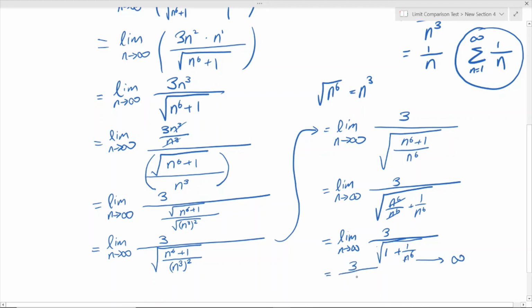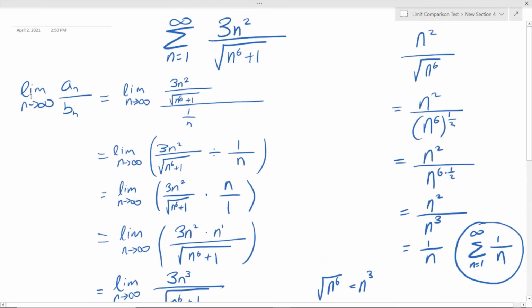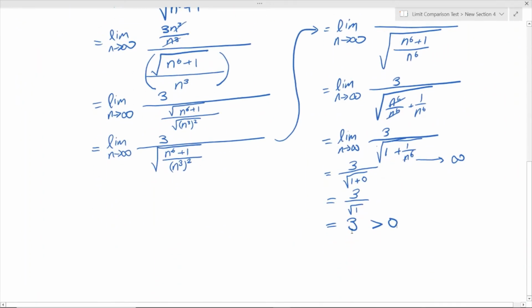So we are going to get 3 over the square root of 1 plus 0, because 1 over n to the exponent of 6 approaches 0. And if we simplify this, we get 3 over the square root of 1, which is just going to be 3. And hey, look, 3 is greater than 0 in this case. Since 3 is greater than 0, well, 3 is our c in this case. So we were finding the limit of this, right? And we get c. Our c in this case is 3, and our c is greater than 0.